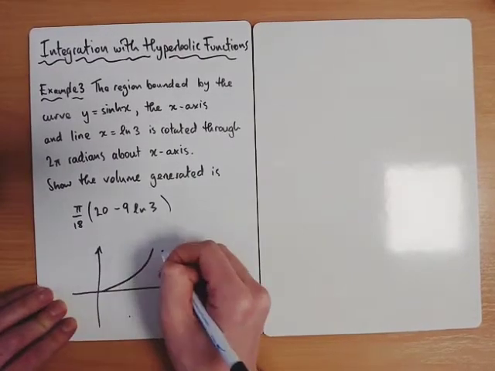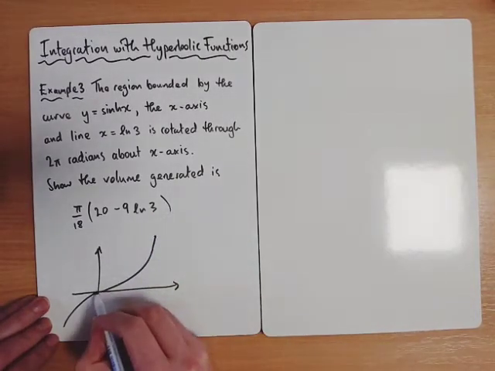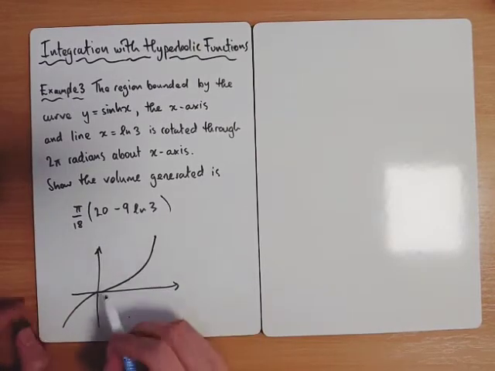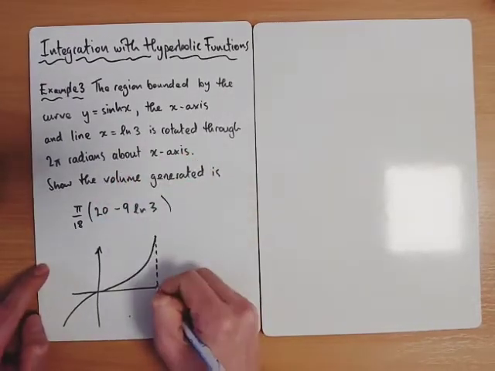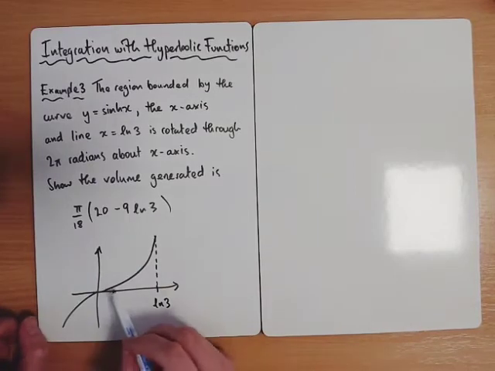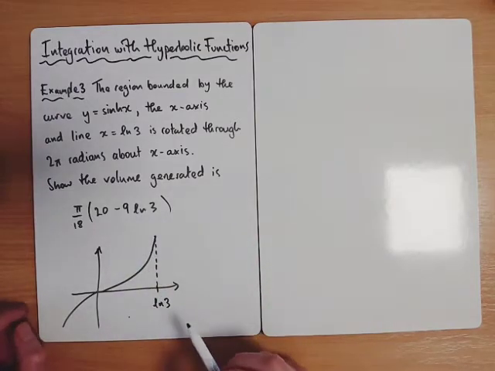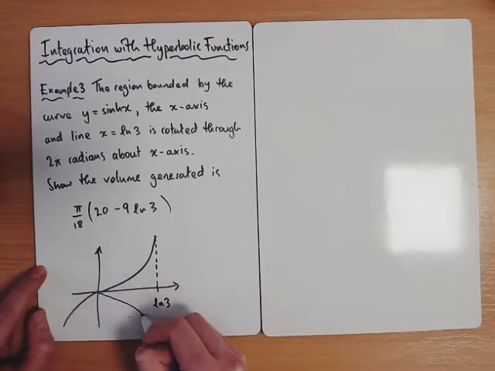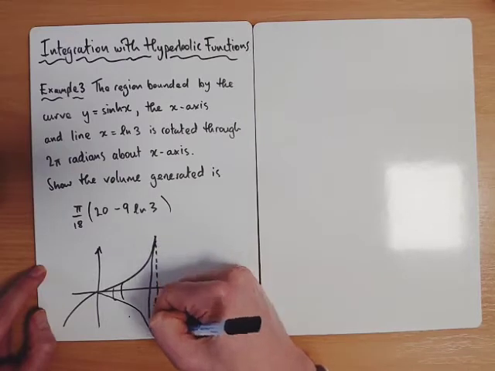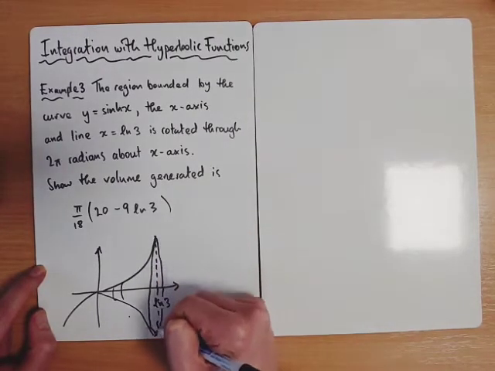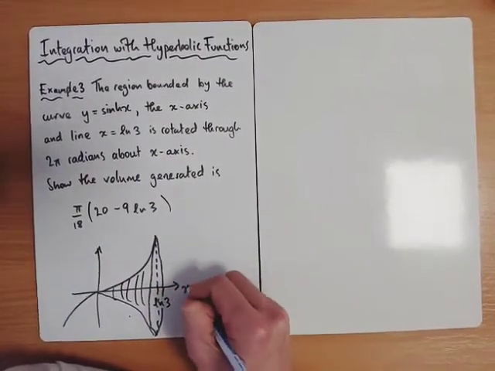The sinh function looks like this. Now we're rotating it from 0. Now it doesn't say x equals 0, does it? But it says the region. Because we know it goes through the origin, we're going from 0 to ln3. And this region here, between the x-axis and the curve, is rotated through 2 pi radians. So if we did rotate that all the way around, it would form a shape that looked like this. And we're aiming to find the volume as it's rotated all the way about the x-axis.